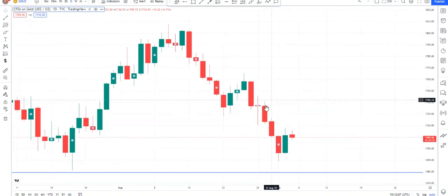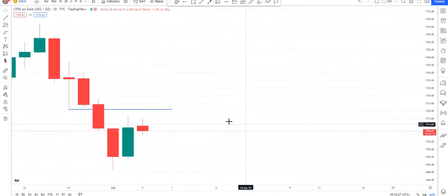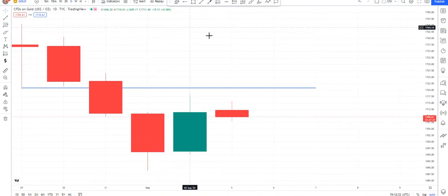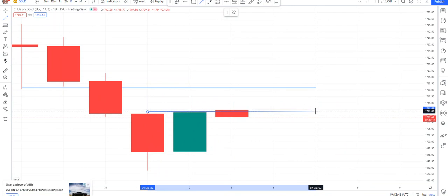If you zoom in here now, you can see that there is a fair value gap here, from the low of this candle, from the low of that candle, to the high of this candle. So there was an area of price action.